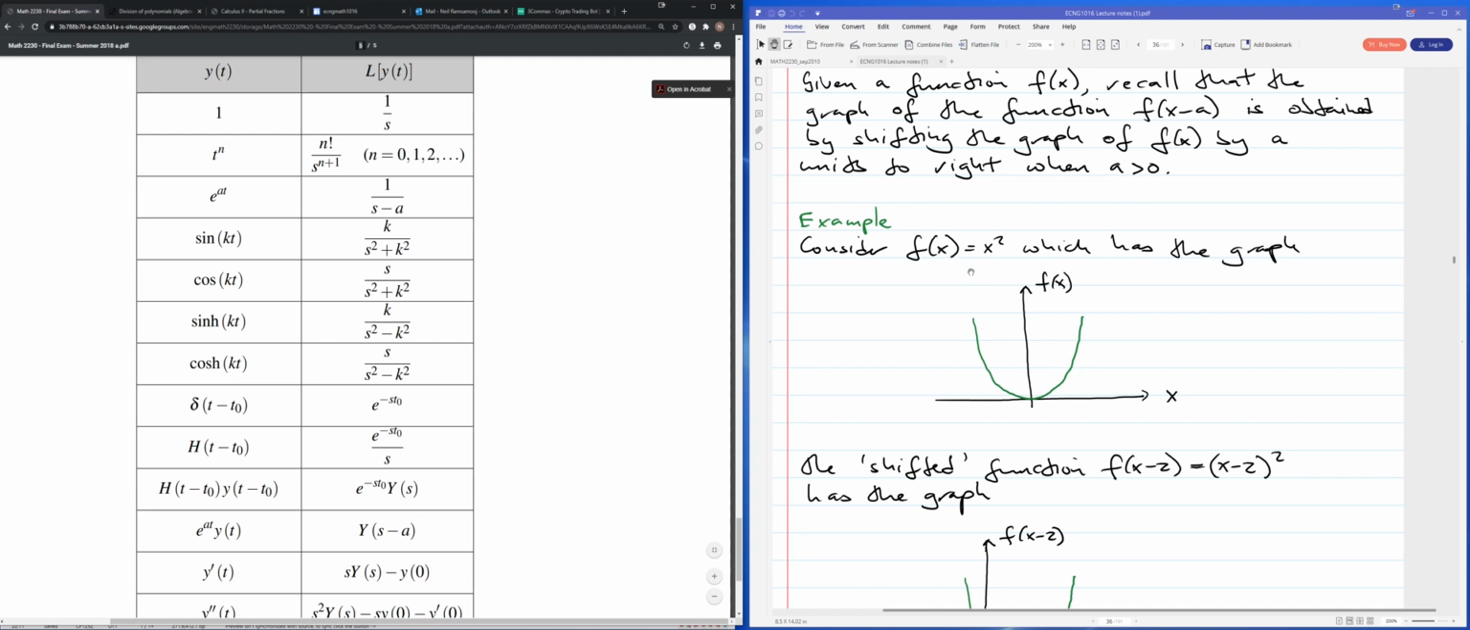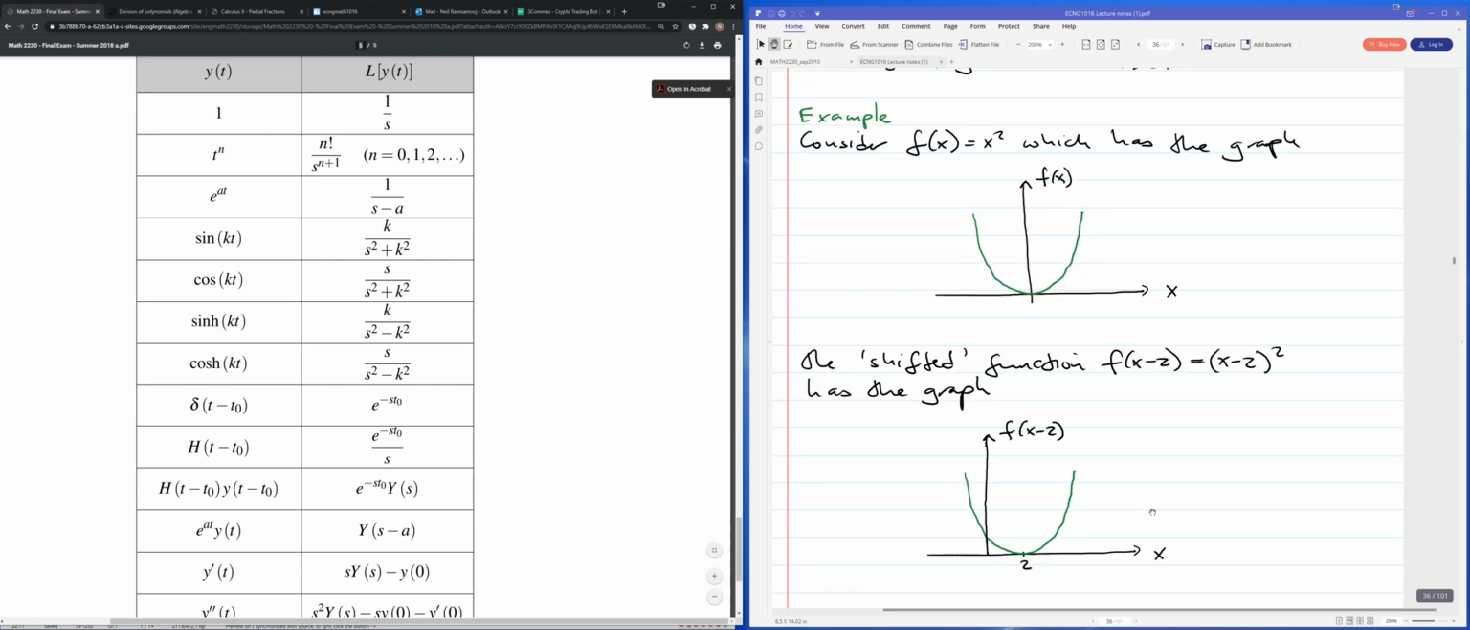Everywhere you see the x, you're going to replace it by x minus 2. So this is an example of a shifted function. If f of x is equal to x squared, f of x minus 2 is x minus 2 squared. And the graph of f of x minus 2, which is x minus 2 squared, would be a parabola such as this. Notice your vertex of the parabola moved from x equals 0 over here to x equals 2.